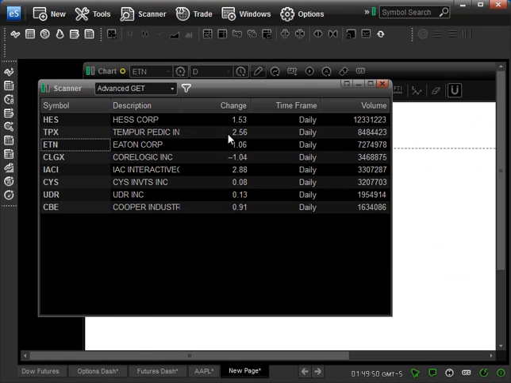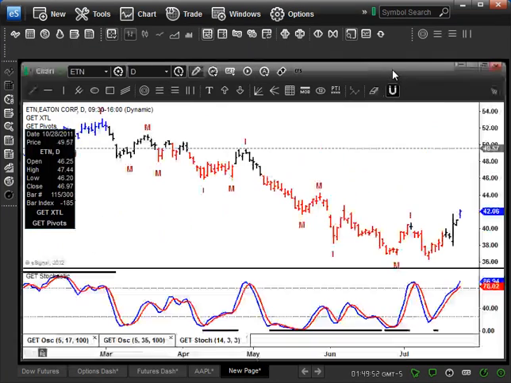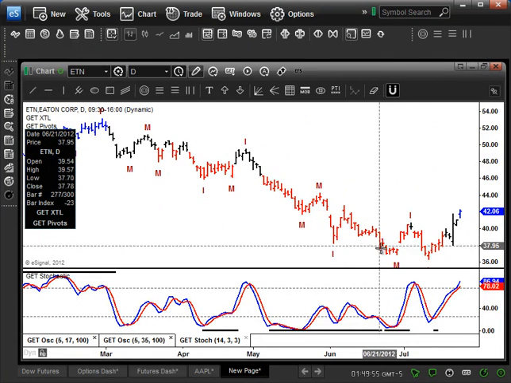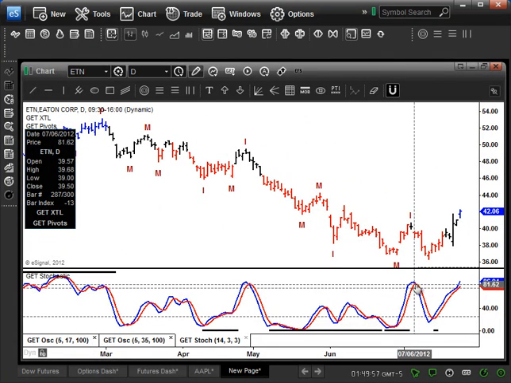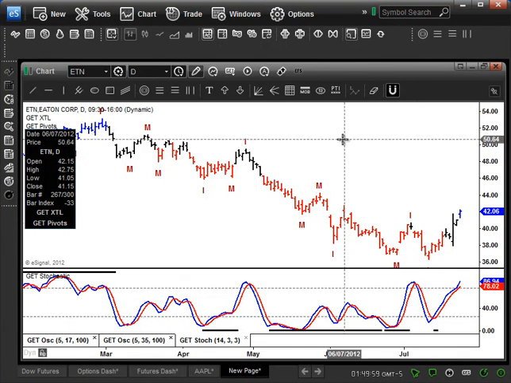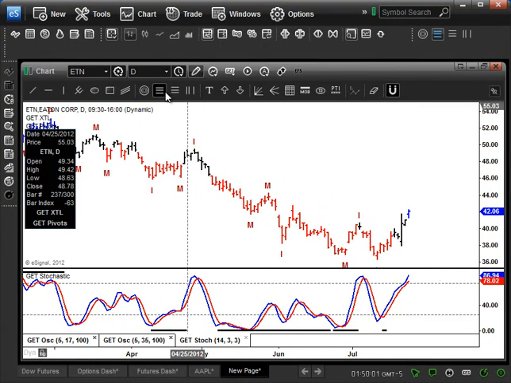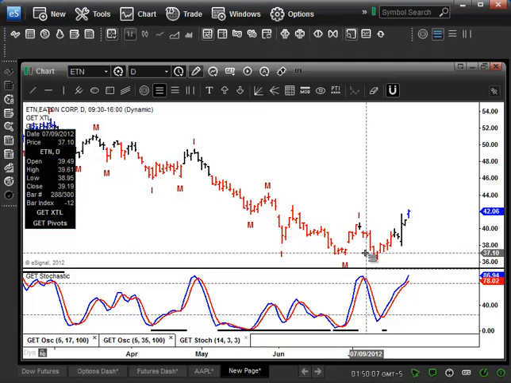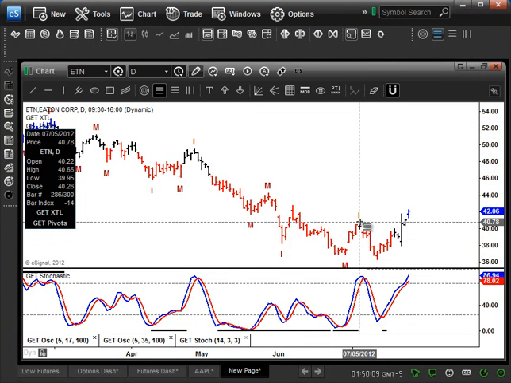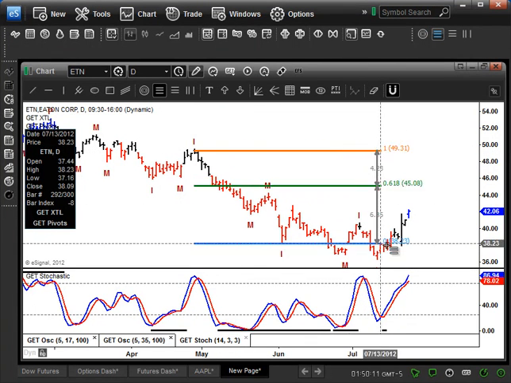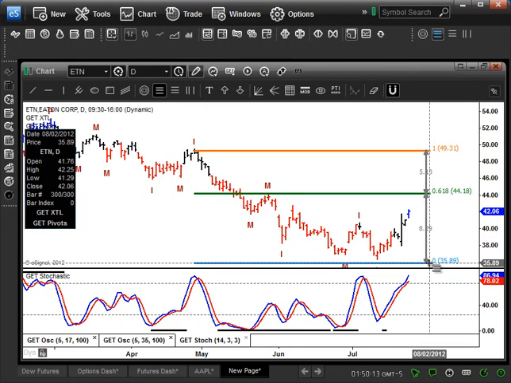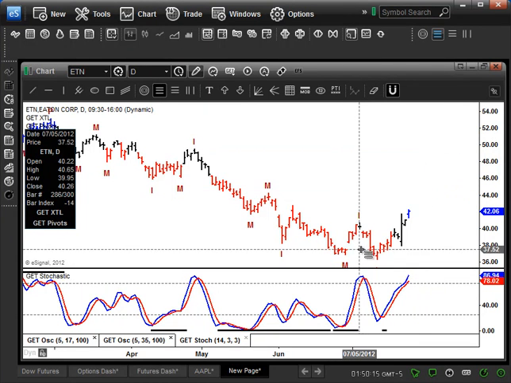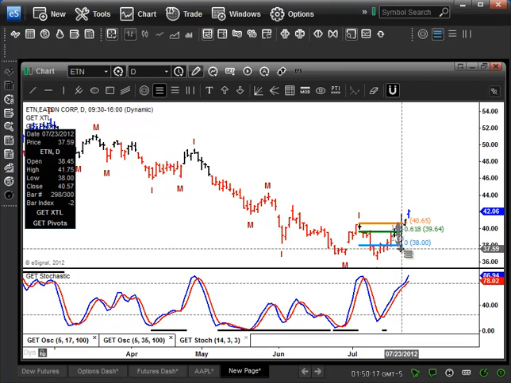How about ETN, Eaton? All right, here's Eaton Corp. Stochastic sell, the last one was back on July 6th. This is one that looks promising because this is stochastic sell again, but here was my last move above 75. I know that you probably want to put your retracement in from up here, but that's not where you put it from. This was the last move above 75. It goes from here to here.